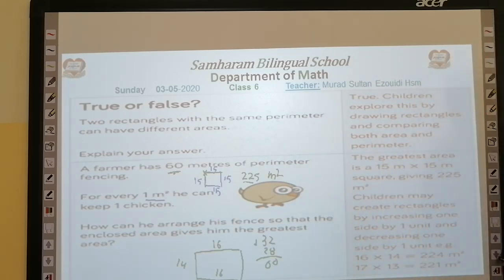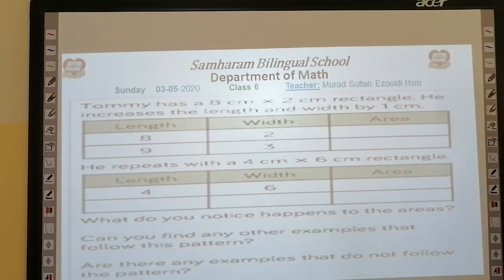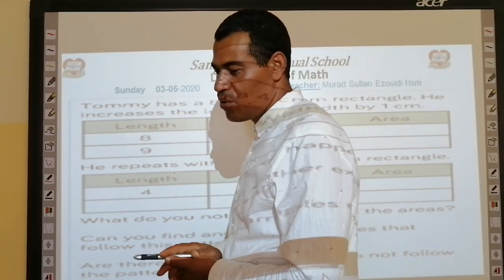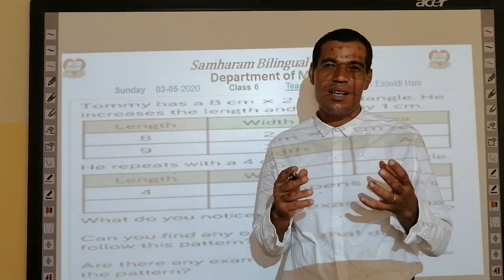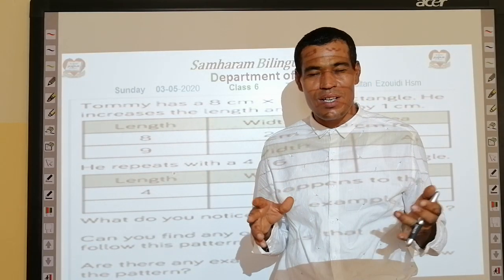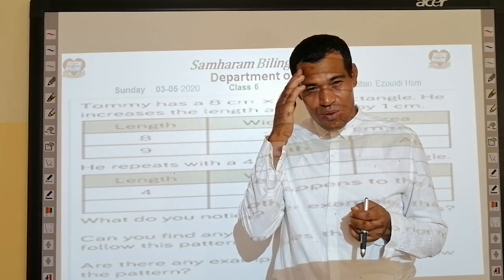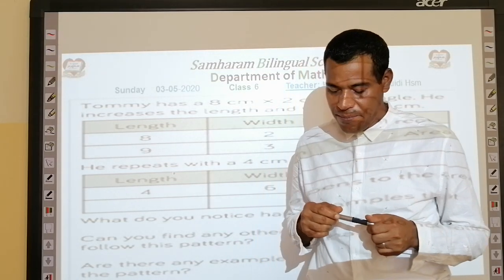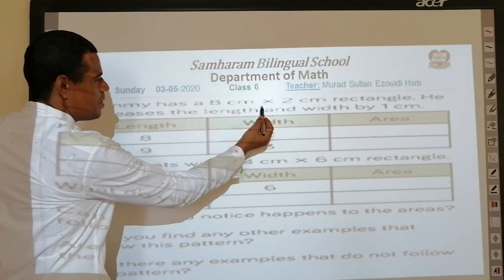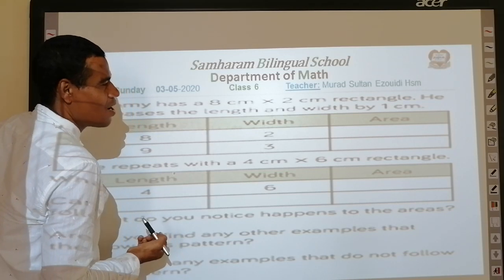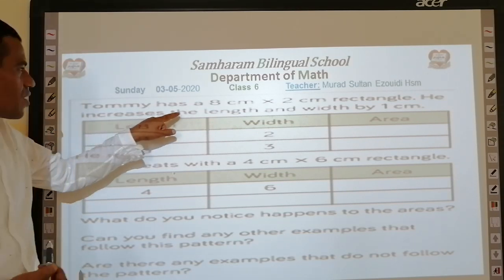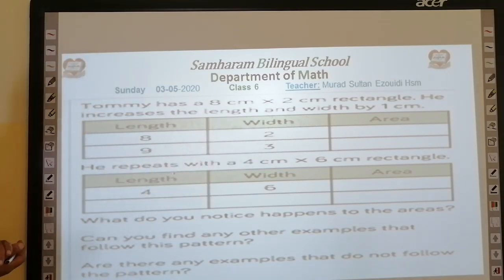Okay, then here we have an activity. I want every one of you to try to focus on this activity and try to figure out the answers. Okay, the answers aren't very difficult, but you should use your minds. Okay, I will read. Tommy has an 8 centimeter multiplied by 2 centimeter rectangle. He increases the length and width by 1.